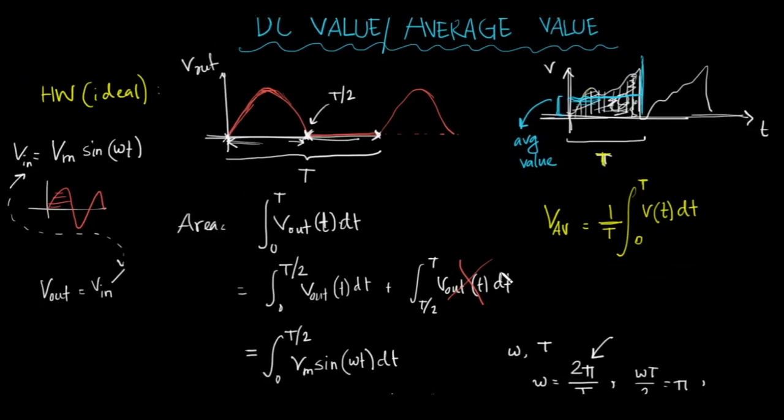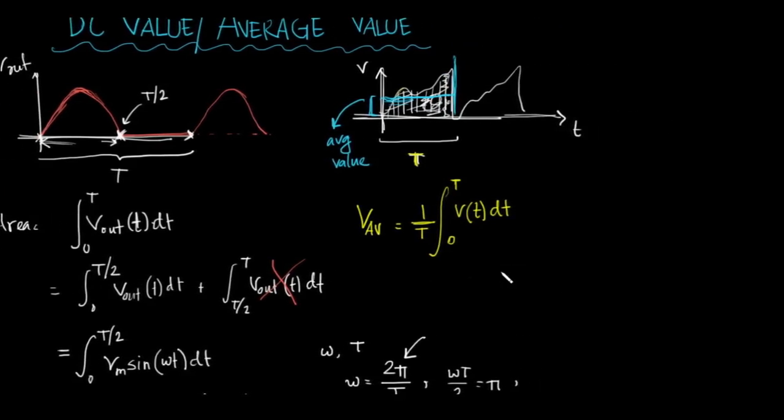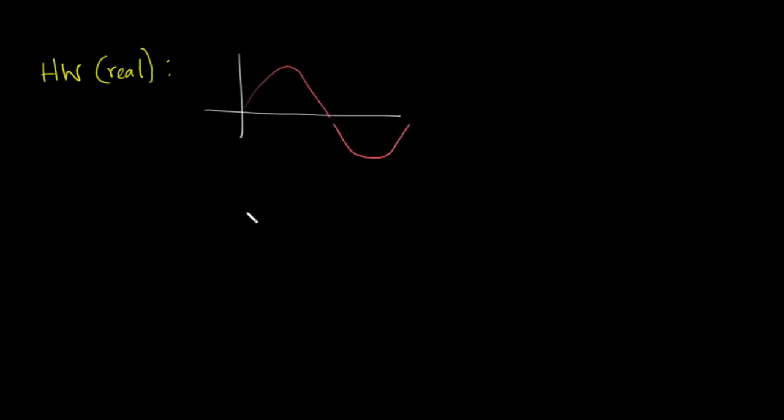So what will happen if we now use a real half wave rectifier? I mean, if the half wave rectifier is made with real diodes. In the case of a real diode, the output looks like this. Let me draw both the input and the output. The input will look like this. This is one wave, and the output will look like this.